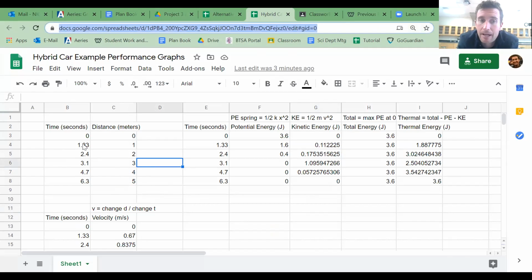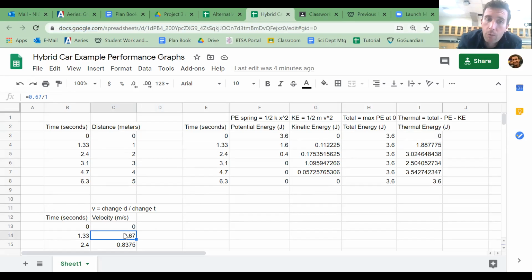So I marked the time and how long it took to get to every meter. It was 1.3 seconds for the first meter, 2.4 when it hit the second meter, 3.1 when it hit the third meter. So this is the running time, right? This isn't the difference between the times. It's the full running time all the way through. So now I've got my time and I've got my distance. Now I'm going to make another set to do time versus velocity so that I can see how fast it was going at different points.